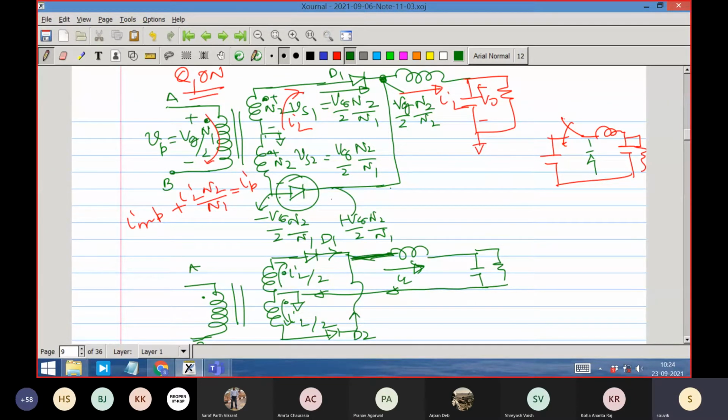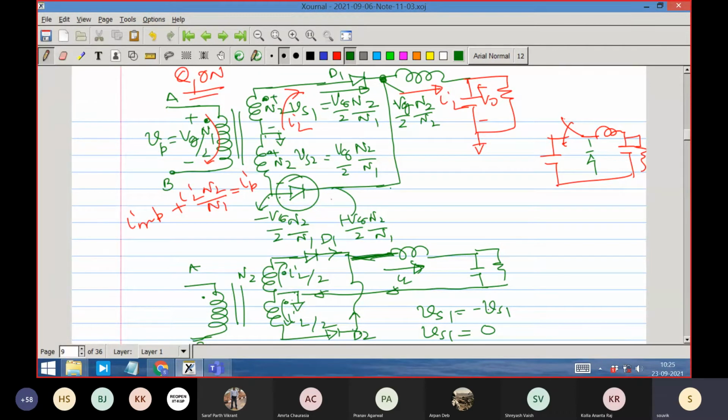This point voltage, suppose polarity wise I said VS1. Suppose this is VS1. So with respect to this point it is VS1, and with respect to this point it is minus VS1. So we are getting VS1 is equal to minus VS1. So this is true only if VS1 is equal to 0, right? And that is the thing, because magnitude wise these 2 have the same number of turns.